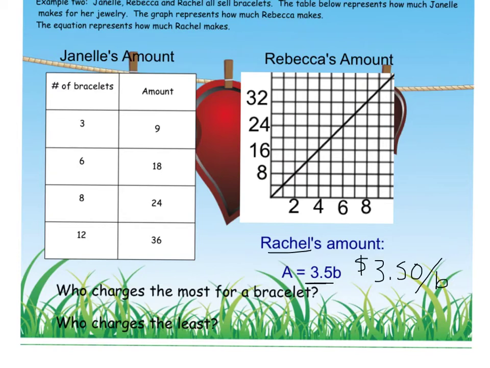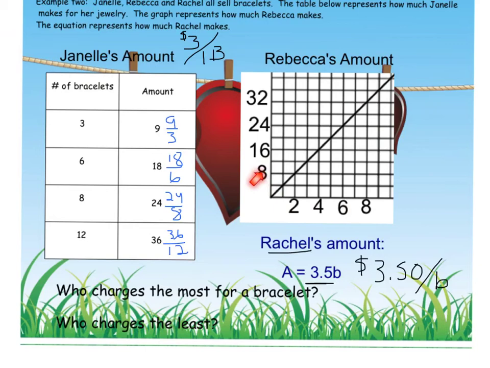On a table, it is very easy as well, because for proportional relationships, we just match up our different pairs. She charges $9 for 3 bracelets, or $18 for 6 bracelets, or $24 for 8 bracelets, or $36 for 12 bracelets, and all of these can be simplified, and I'll write it up here in black, to $3 for 1 bracelet. And Rebecca's on the graph.